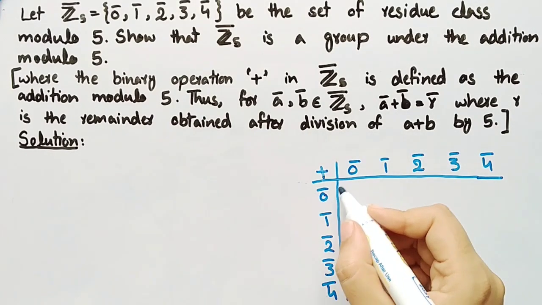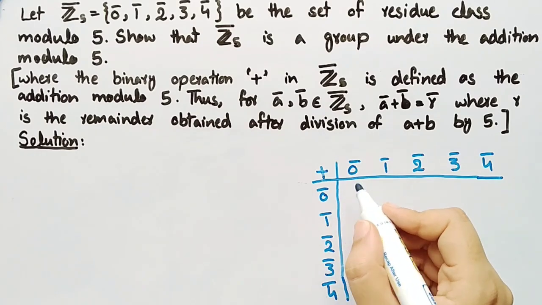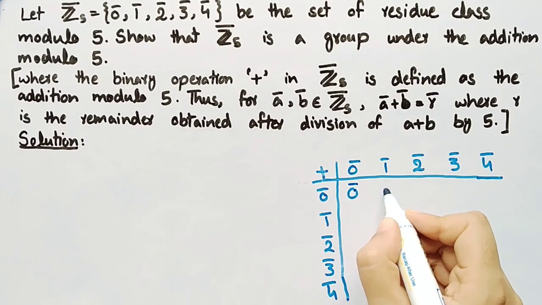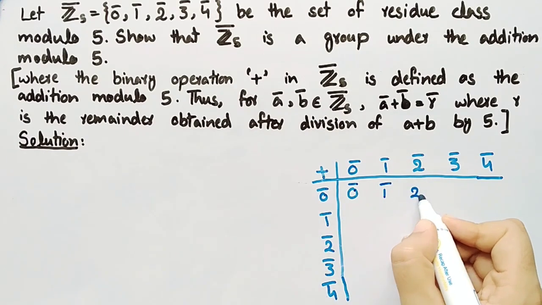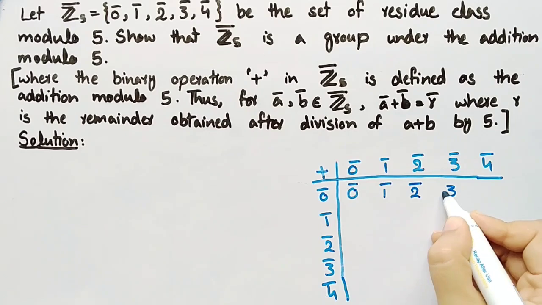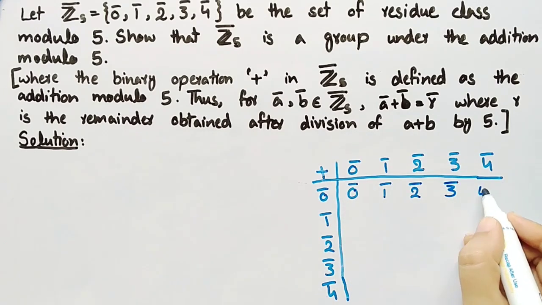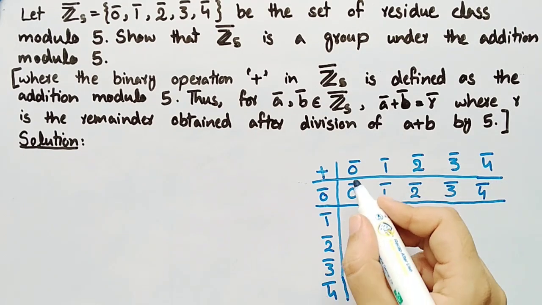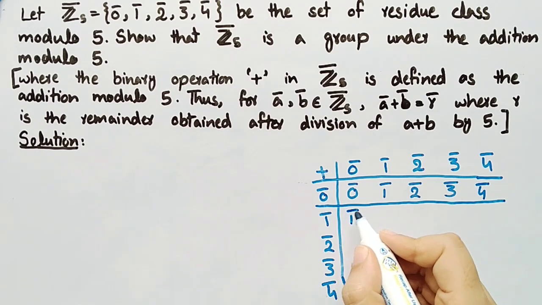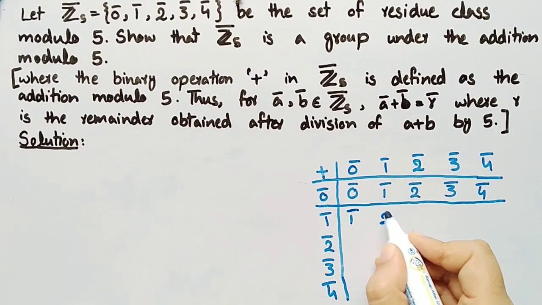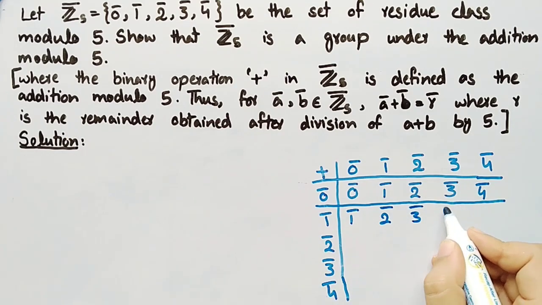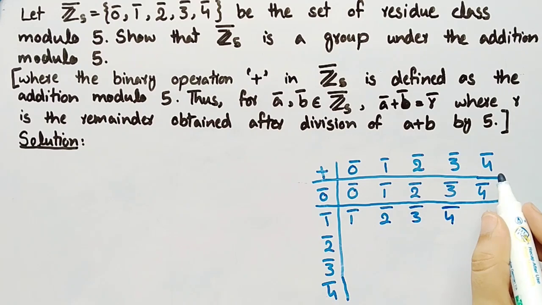Firstly, let's add 0 with all these elements. 0 plus 0 is equal to 0. 0 plus 1 is 1. 0 plus 2 is 2. 0 plus 3 is 3. And 0 plus 4 is 4. Now we will add 1 with all these elements. 1 plus 0 is 1. 1 plus 1 is 2. 1 plus 2 is 3. 1 plus 3 is 4. And 1 plus 4 is 5.